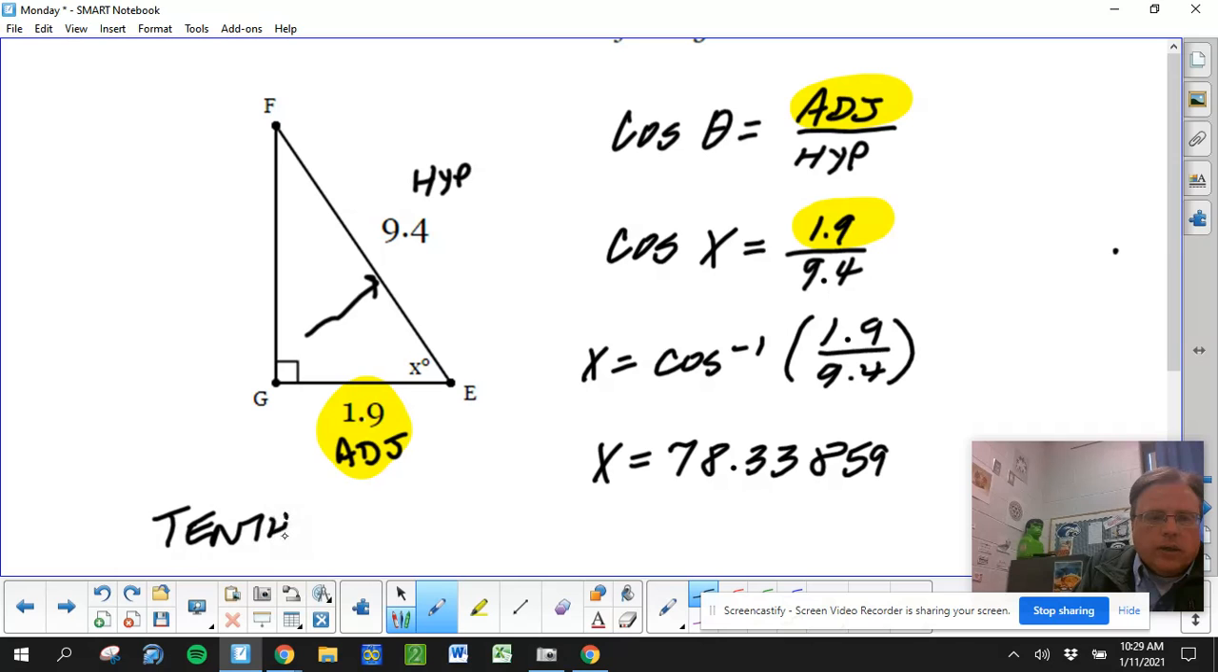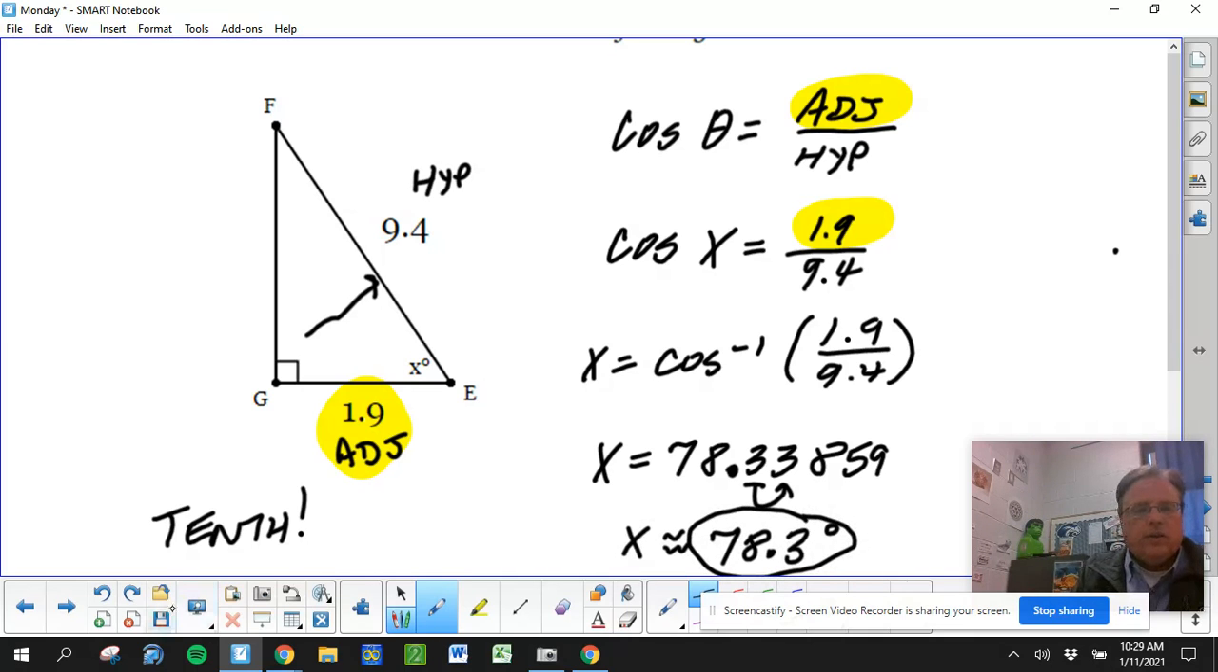Tenth is one decimal place, and that would be that first 3. So we're either going to have 78.3 or 78.4. The next digit is a 3, and that means round down. So we stay at 78.3, and we get 78.3 degrees as our answer.